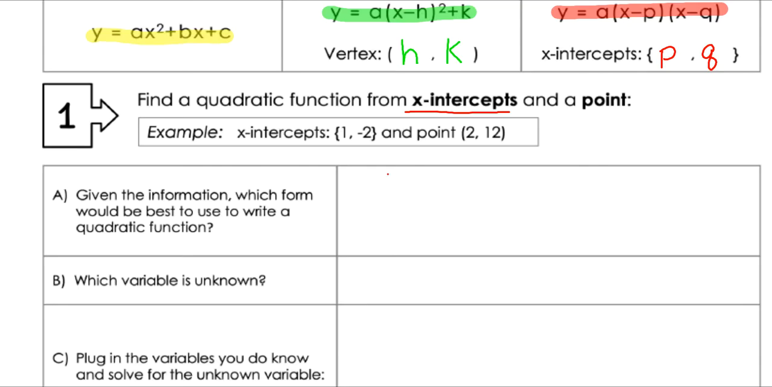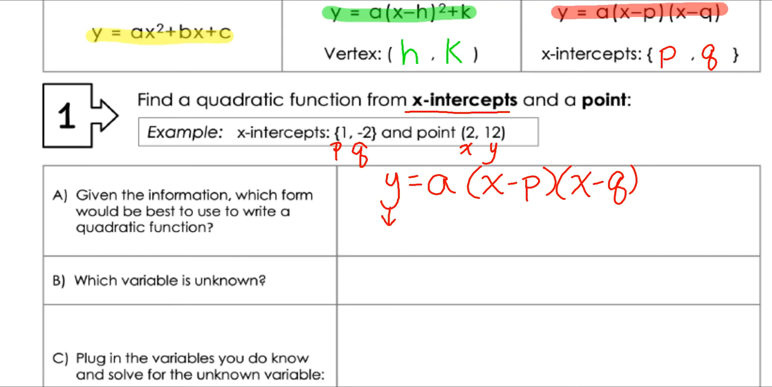So I'm going to use intercept form, which remember is y equals a times x minus p and x minus q. So what we're going to figure out is that our point is going to give us the x and y values, and the x-intercepts are going to give us the p and q values. So our y value from the point is 12. I don't have an a value. My x-coordinate is 2. My p value in this one is 1. My x value is again 2. And my q value on this one is -2.